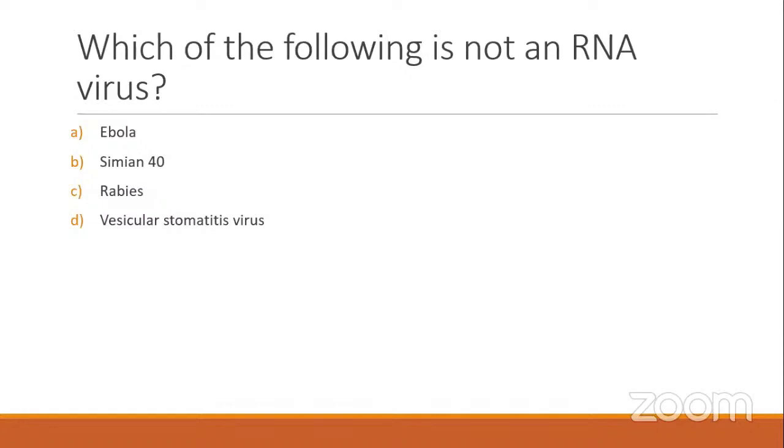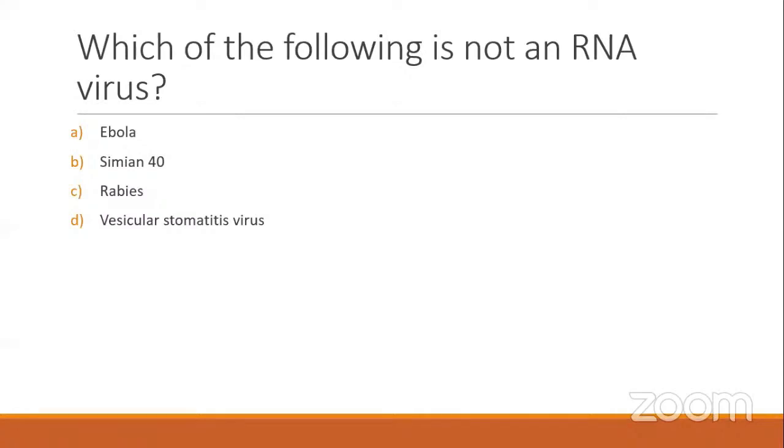Under Hepadnaviridae, the hepatitis B virus comes. Then another H is for herpesviridae. Then P is for Papovaviridae, then another P is for parvoviridae, then A for adenoviridae, and P for papilloma viruses, the papilloma group of viruses. Okay, so these are the usual DNA viruses.